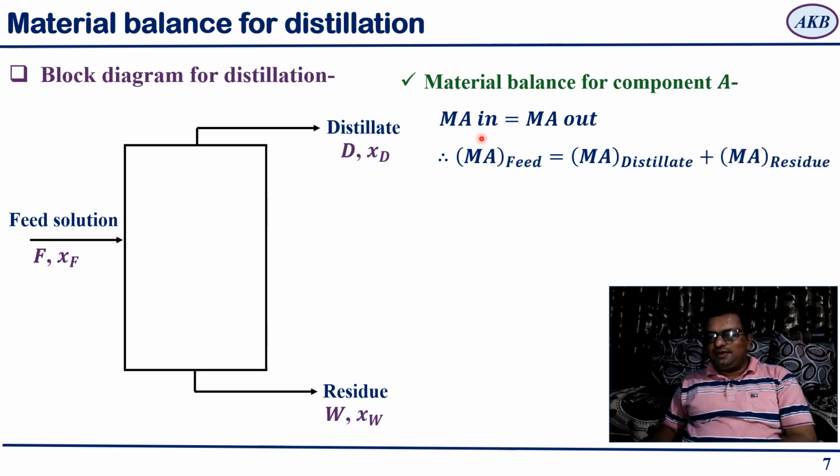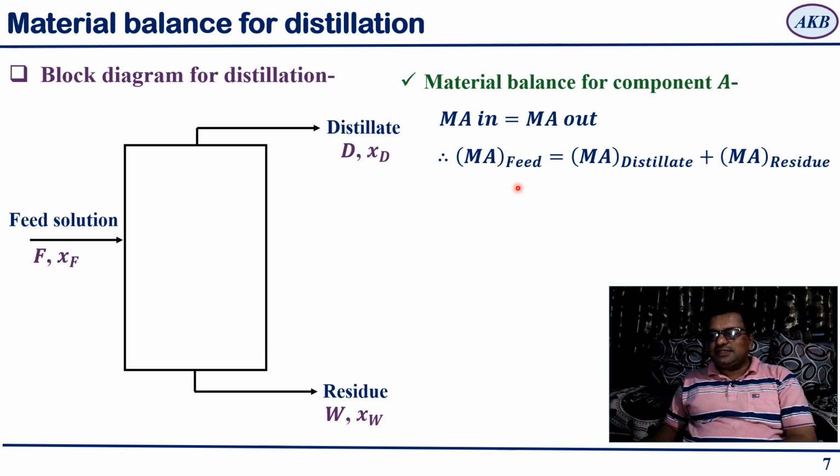So A will be going into the operation along with the feed stream, and it will be coming out along with the distillate, as well as along with the residue. It will go in the feed and it will come out in distillate and residue. So the balance is written like this: moles of A in the feed is equal to moles of A in distillate plus moles of A in the residue.